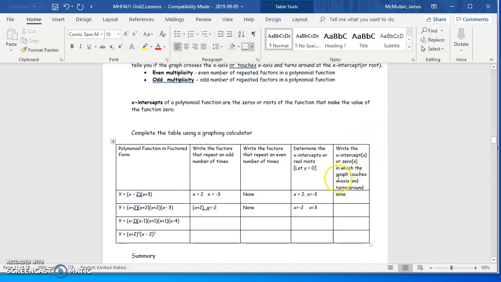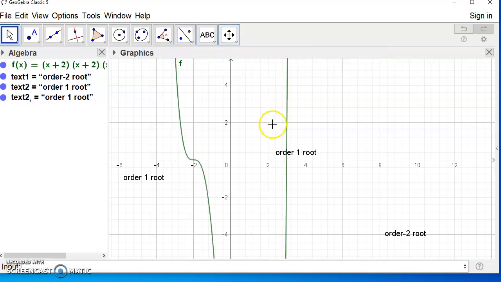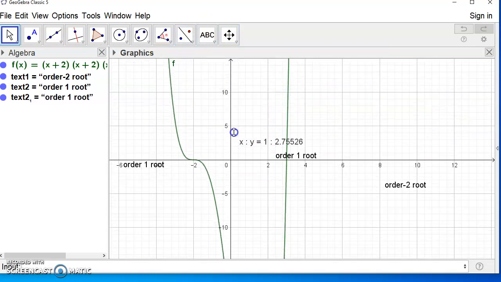Does the graph turn around? Does it bounce off the x-axis? I would predict no, because we have nothing here that repeated an even number of times. We have no even order roots. However, let's check just to be sure. So we'll go x plus 2 cubed and x minus 3. So we have x plus 2, which is a factor that repeated 3 times. So x plus 2, x plus 2, x plus 2, and then x minus 3. Again, we'll just zoom this out a little bit to see.